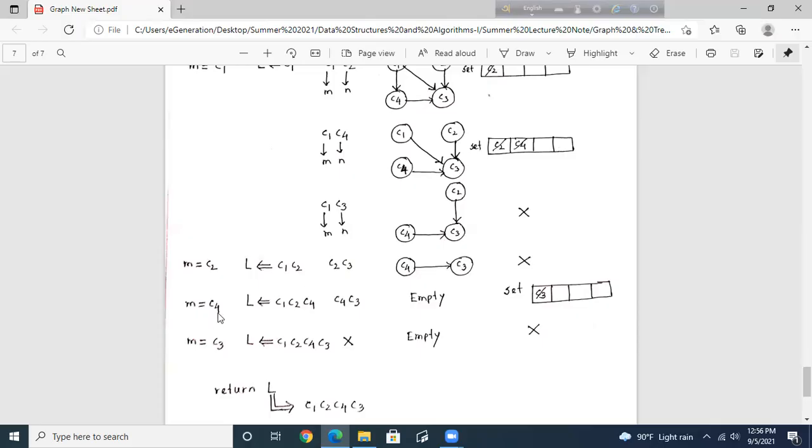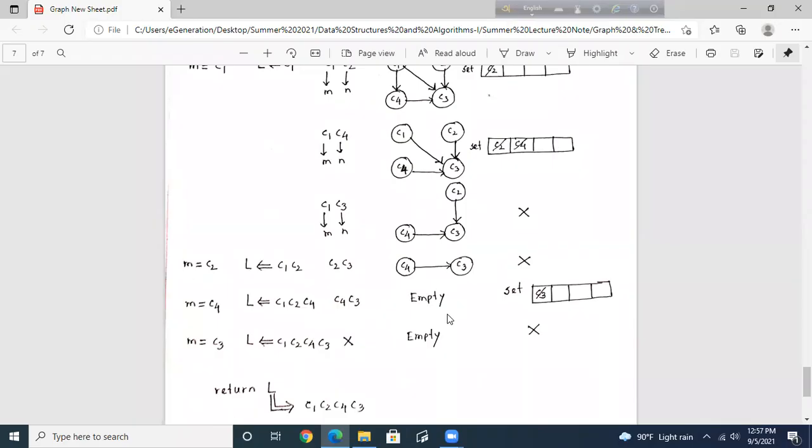Now M equal to C4. So you can insert C4 inside L. C1, C2, C4. Now M is C4. From C4, where can you go? You can go to C3. So C4, C3. Now you have to discard C4, C3. If I discard C4, C3, the graph will be empty.